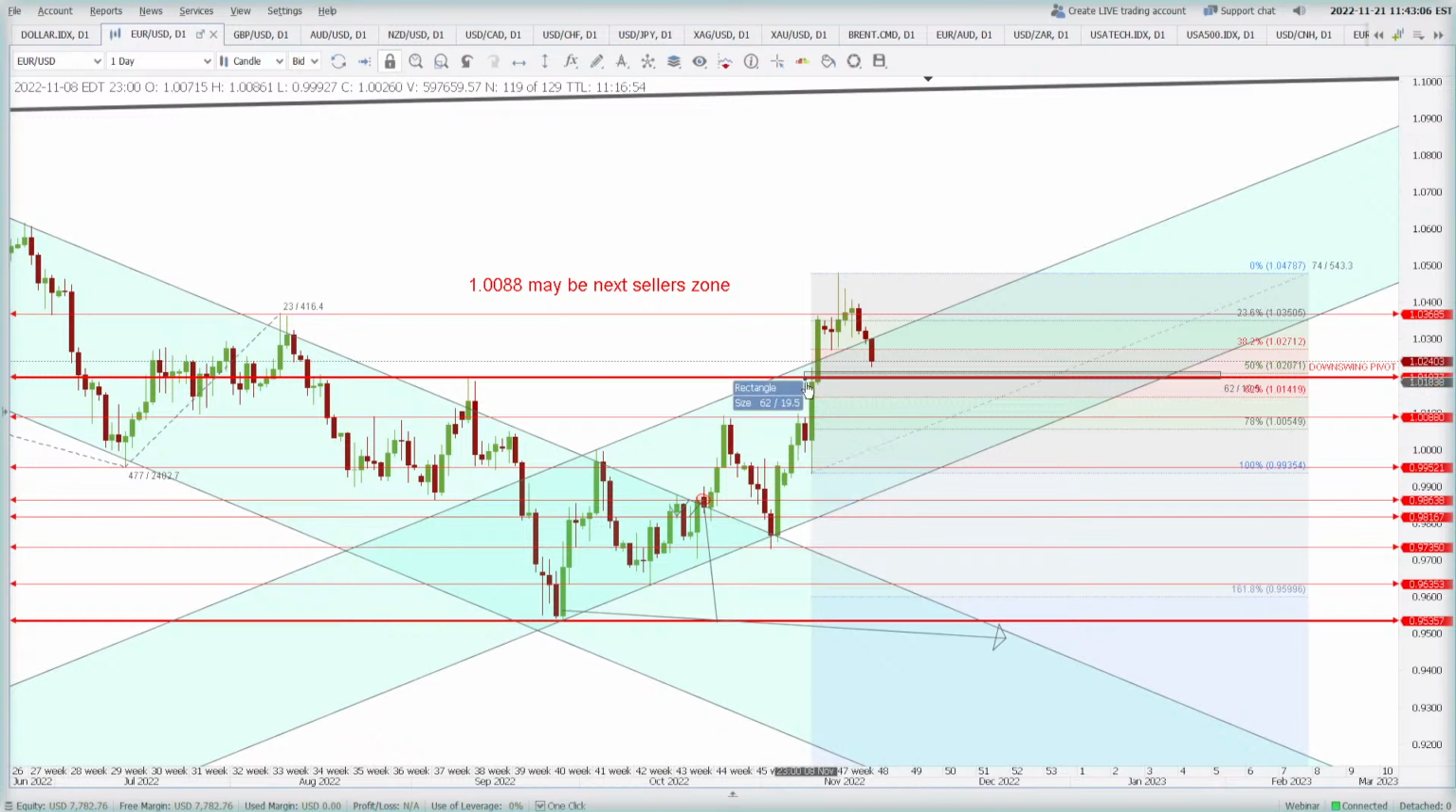Those who were asking me for the levels to trade on my Skype, for them this is the thing that I want to mention: keep an eye on the 1.01977 area. This can be your next opportunity.